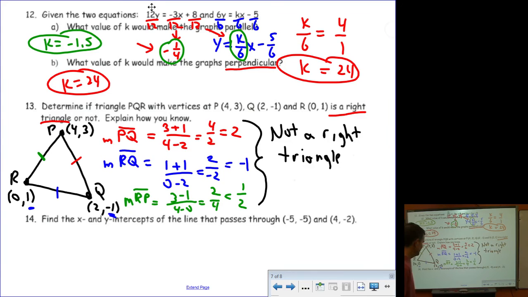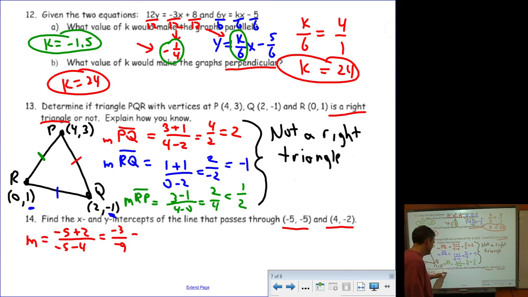All right. Number 14 wants me to name the x and y intercepts. To name the x and y intercepts, I'm going to need an equation for the line. So I'm going to need to take these 2 points and figure out the slope and the y-intercept, or use point-slope form and write an equation for the line. The first thing I'm going to do is figure out the slope by doing y minus y over x minus x. That gives me negative 3 over negative 9, which unfortunately is positive 1/3.